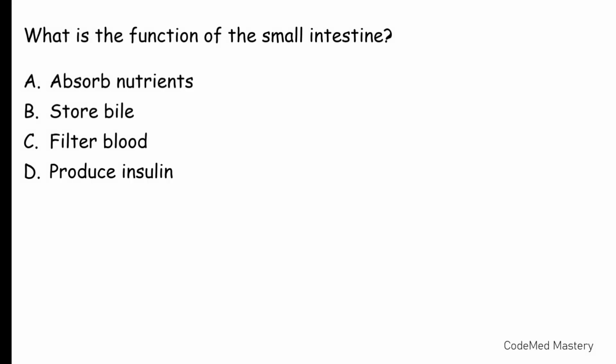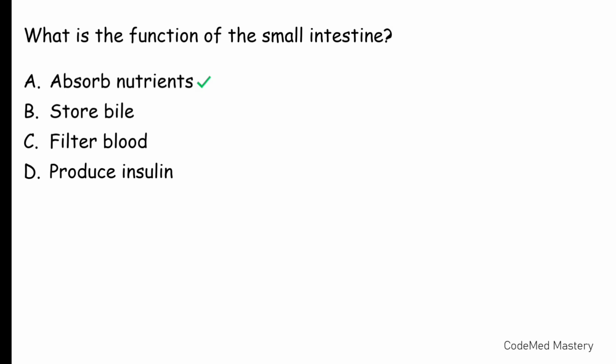Next question. What is the function of small intestine? Option A, absorbs nutrients. Option B, stores bile. Option C, filter blood. Option D, produce insulin. The correct answer is option A, absorb nutrients. The small intestine is responsible for absorbing nutrients from the digested food.